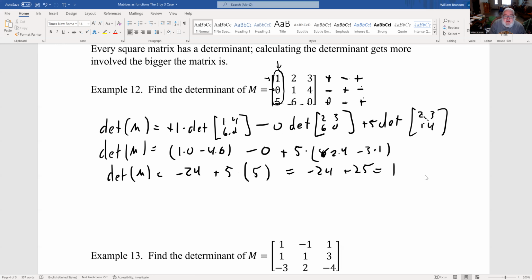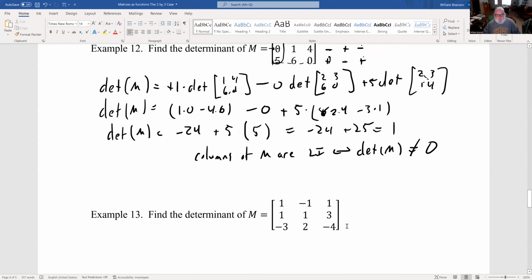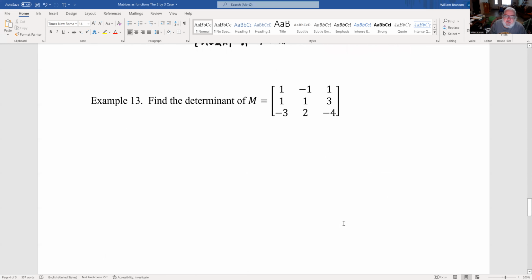Right? These columns of M are linearly independent. Determinant of M does not equal 0. That's the same thing that we had at the end of the last lecture. Here, these columns were linearly dependent. This was the columns in the second example. We should find that the determinant is 0 here, but we can calculate that.